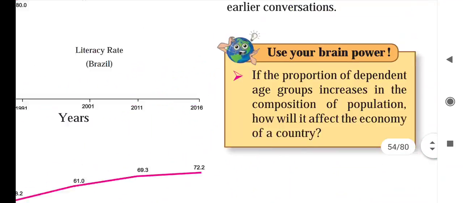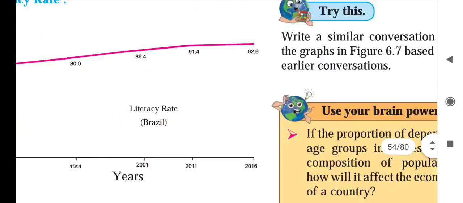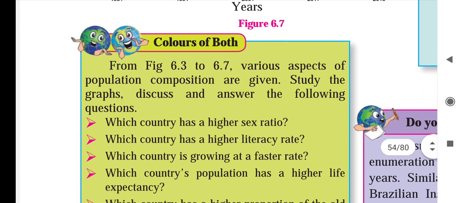So now here some information is given. We will study what is given now. From figure 6.3 to 6.7, various aspects of population composition are given. Study the graphs, discuss and answer the following questions. On the basis of all the graphs, some questions are asked, so try to give the answers.